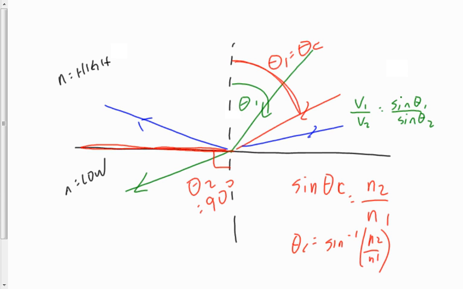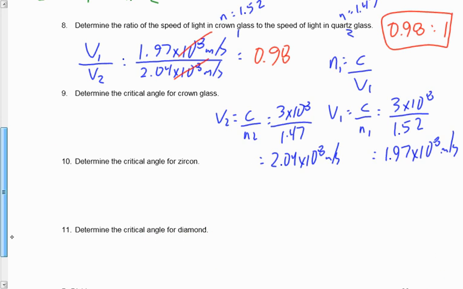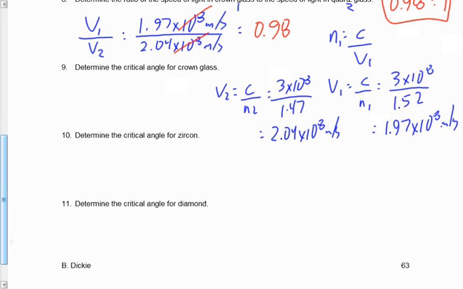All right, so let's take a look at those two questions now. 10 to 11. The critical angle for zircon. What's the index of refraction of zircon from that table?